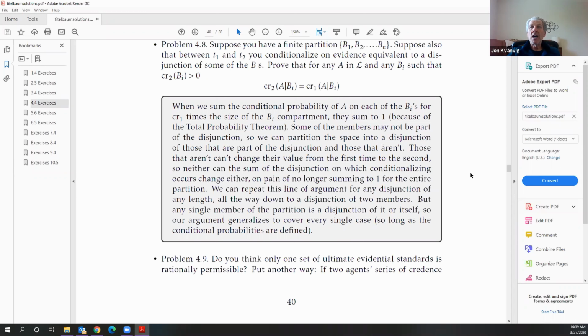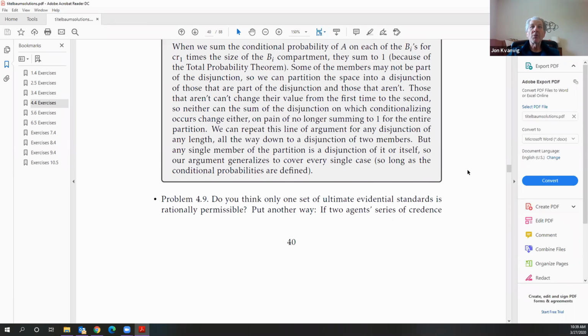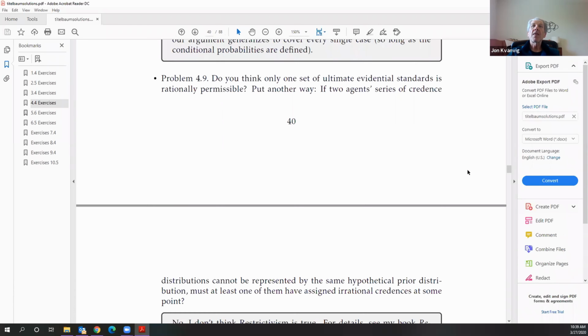We can repeat this line of argument for any disjunction of any length, all the way down to a disjunction of 2 members, but any single member of the partition is a disjunction of itself. So our argument generalizes to cover every single case, including a single case, so long as the conditional probabilities are defined. And that's what the strictly greater than zero requirement guarantees.